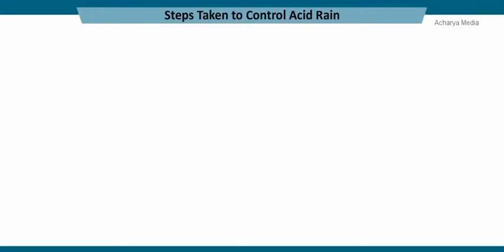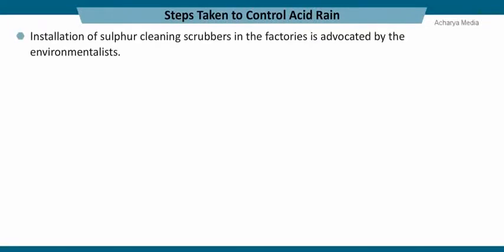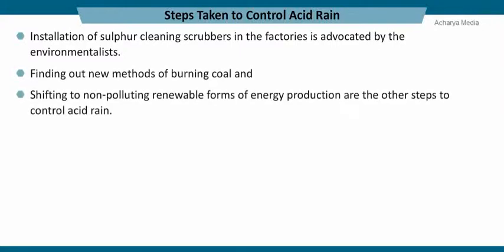Steps taken to control acid rain. Installation of sulfur cleaning scrubbers in the factories is advocated by the environmentalists. Finding out new methods of burning coal and shifting to non-polluting renewable forms of energy production are the other steps to control acid rain. Smog.